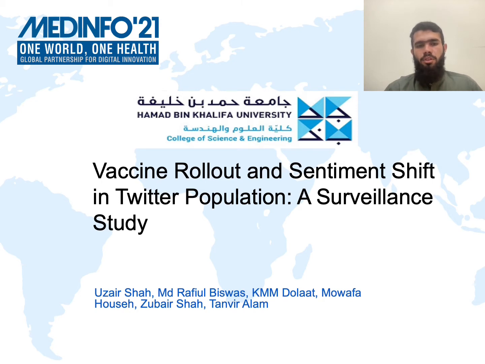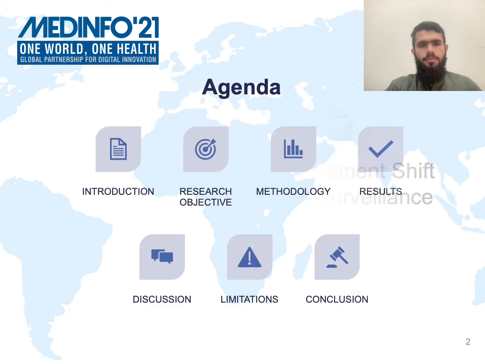So today I'm going to present our paper entitled Vaccine Rollout and Sentiment Shift in Twitter Population, a Surveillance Study. So the agenda for today's presentation: introduction, research objectives, I will explain briefly the methodology, explain and elaborate the results, discussion, limitations, and finally I will end my presentation with the conclusion.